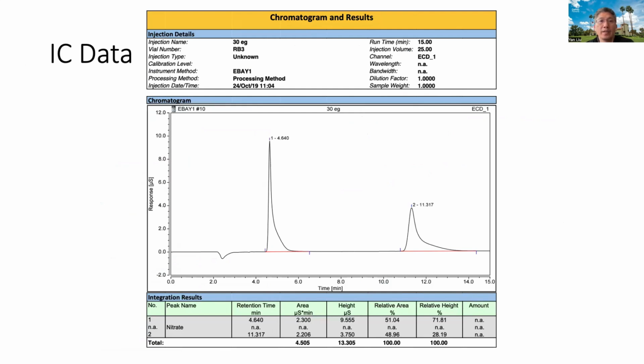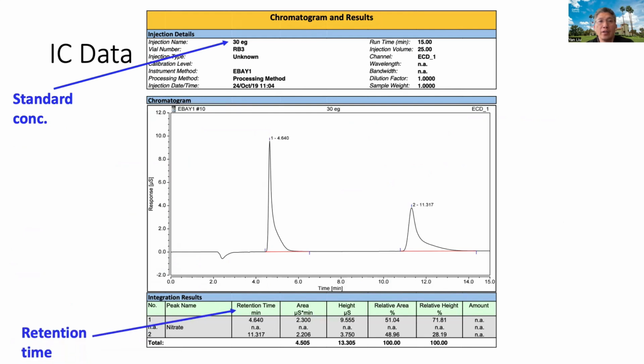Here is a representative IC data sample. The injection number often indicates the concentration of chloride and sulfate in the standard solution. The retention time, peak area, and peak height are indicated below the chromatogram.